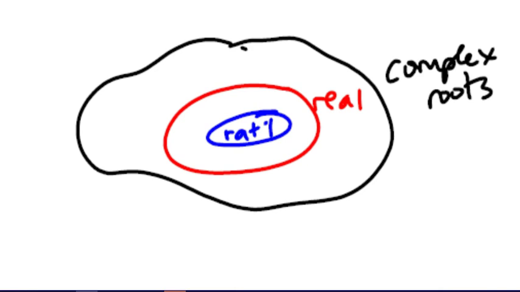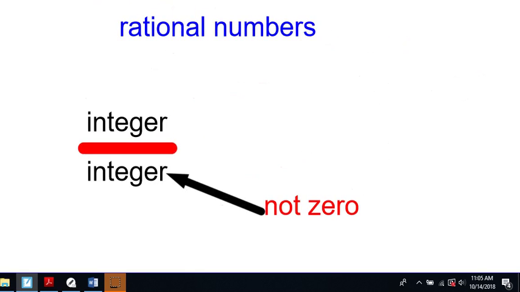So here we have a big group of numbers, the complex roots, okay, which includes imaginary numbers and real numbers. And within that, we have real numbers, and within that, we have rational numbers. So rational numbers are any number that can be made into a fraction. Specifically, you've got to have an integer in the numerator and an integer in the denominator. No square roots, nothing funky like that. And you can't have 0 in the denominator. Then it wouldn't be a rational number.